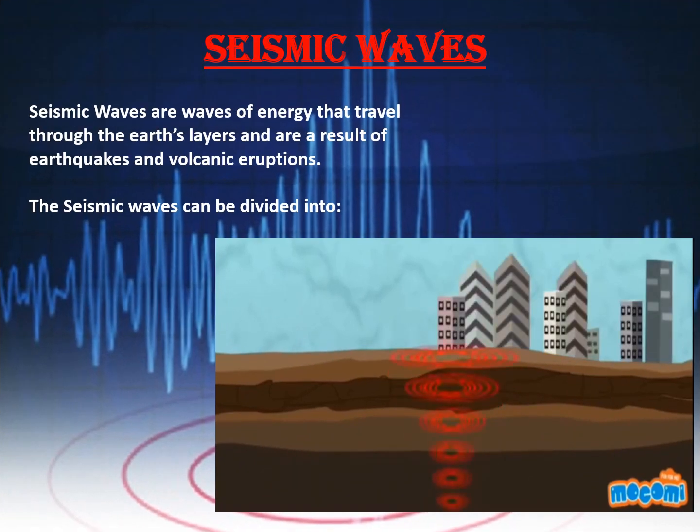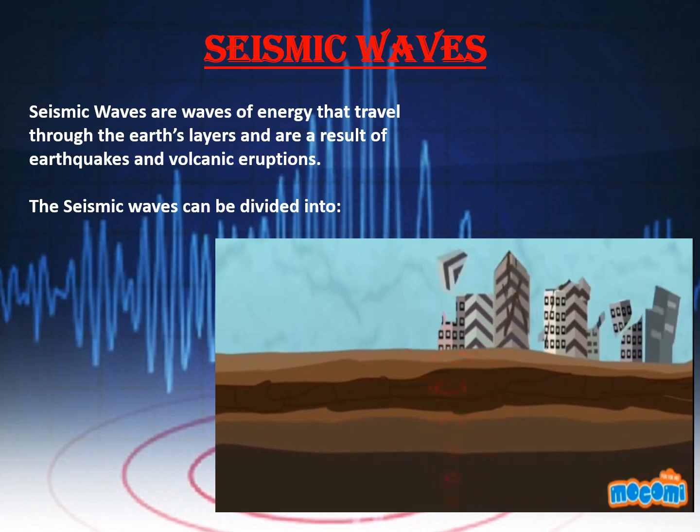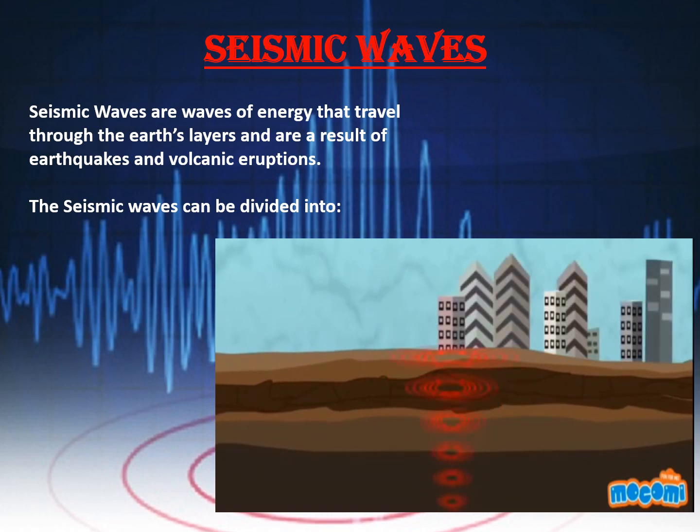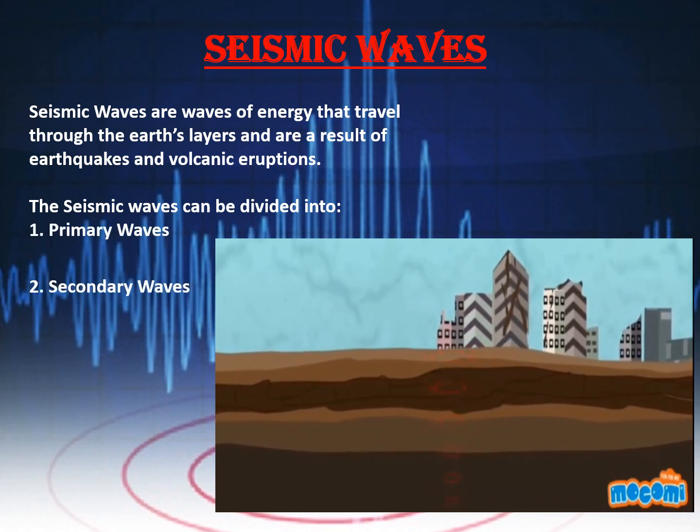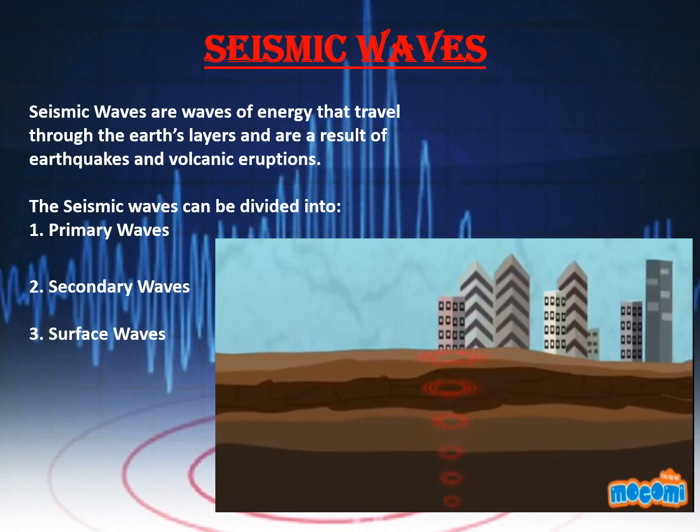Seismic waves are the waves of energy caused by the sudden breaking of rock within the earth or an explosion. They are the energy that travels through the earth and is recorded on a seismograph. Earthquake waves are known as seismic waves. Seismic waves are of different kinds and they all move in different directions. The seismic waves can be divided into mainly three types, that is primary waves, secondary waves and surface waves.